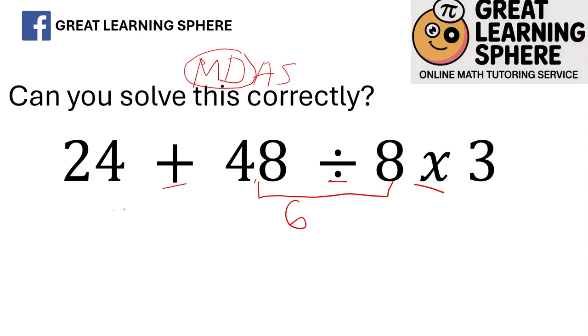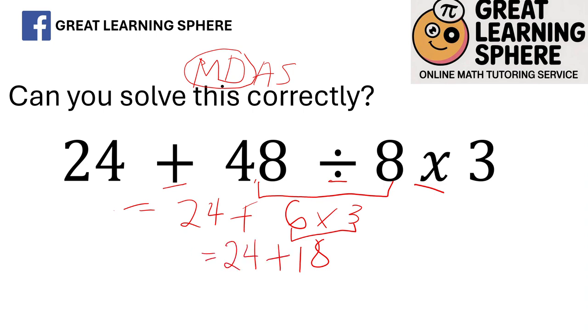So we have to copy 24 plus, then this one times 3. The two operations left now are multiplication and addition. So definitely you have to multiply first. Let's multiply 6 times 3, which is equal to 18. Then copy 24 plus 18, and that is equal to 42. So the correct answer for that problem is 42.